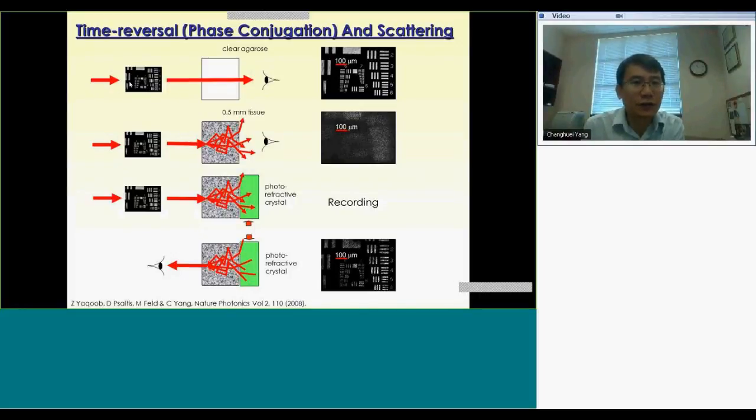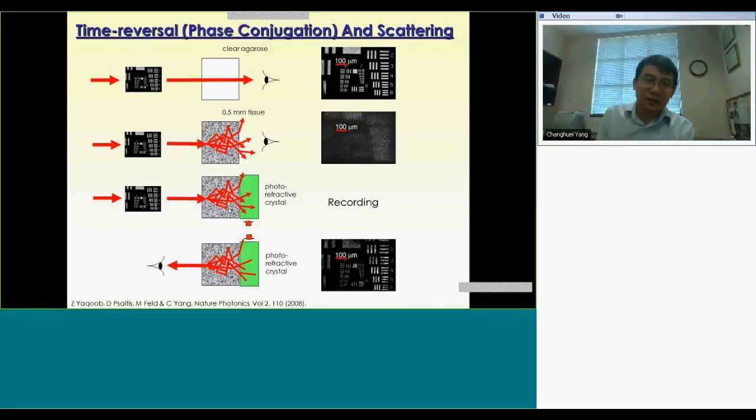What we have here is a light field that has a certain pattern to it. If we put that light field through a piece of clear agarose and put your eye on the other side, you can see a very nice transmitted light field pattern associated with the original light field. Now, if you replace that clear agarose with a piece of tissue, on the transmission side the pattern no longer looks crisp and clear. Instead, you get a very blurry pattern because the light has been scattered by the tissue.